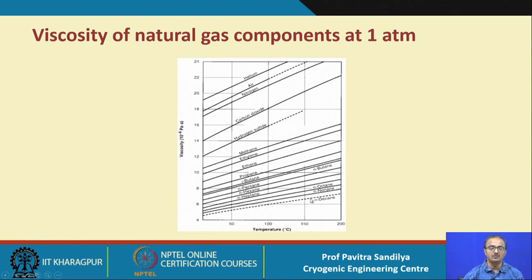What we find here is that at a given pressure, as we increase the temperature, the viscosity increases. And also, for a given temperature, as the molecule becomes heavier and heavier, the viscosity decreases. So helium has a very high viscosity, whereas decane or similar components have a low viscosity.